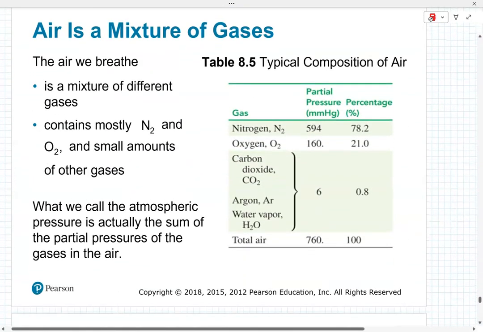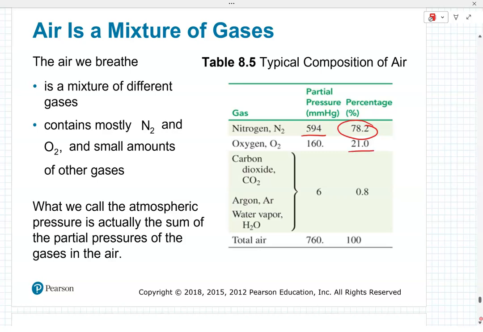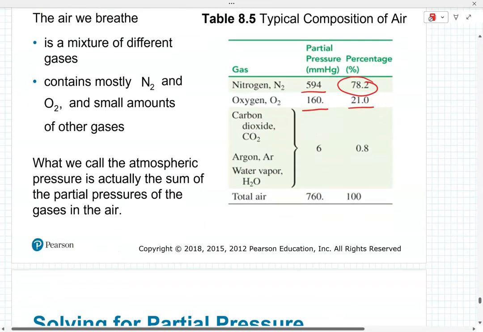This is the illustration of the concept. So this is the molar percentage of nitrogen. This is its partial pressure. This is the molar percentage of oxygen. This is its partial pressure. Does that make sense? Okay, now, how is that relevant?